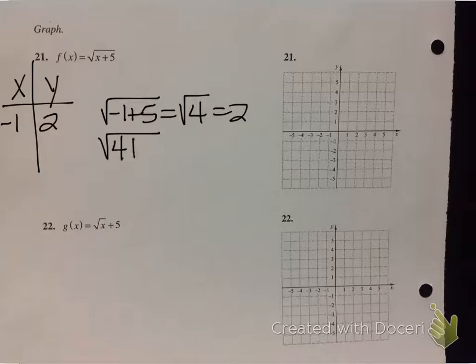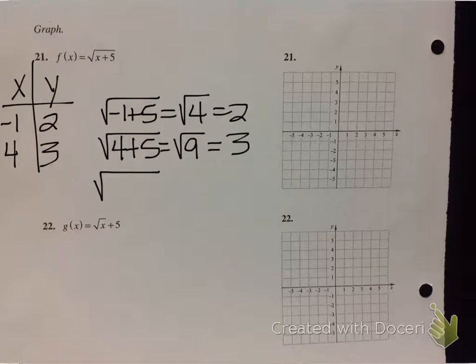Well, 4 plus 5 would equal 9. And I can take the square root of that and get 3. So when I plugged in 4, I got 3. And let's think of another one. So 4 and then 9, and the next perfect square after 9 would be 16.